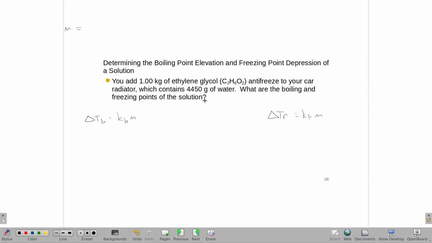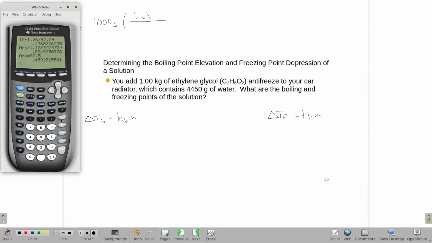Alright, so what is the boiling point? If we're figuring that out, we need to know the molality of the ethylene glycol. So I'm going to take my ethylene glycol, I'm going to rewrite that as grams, because for molality, I want the moles up here. So ethylene glycol: 12.01 times 2, plus 6 times 1.008, plus 16 and 16.